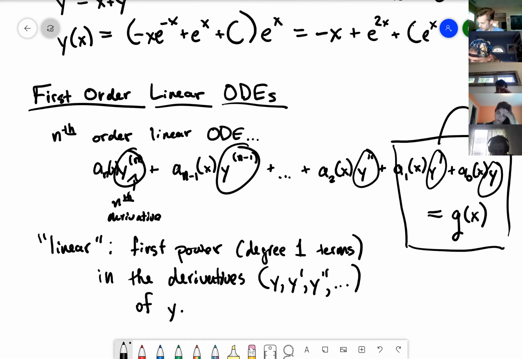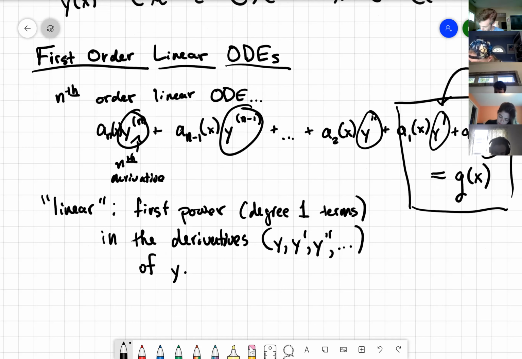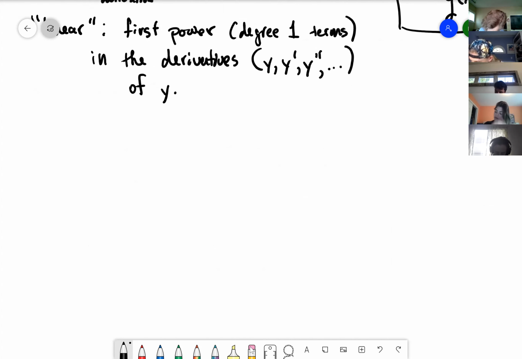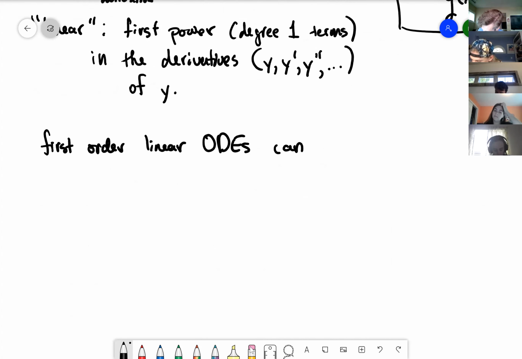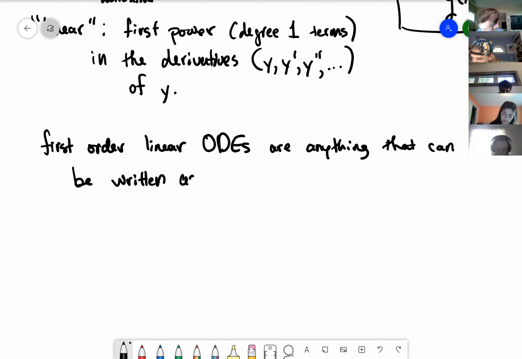So just the first order part of a linear ODE. So first order linear ODEs. And so they are, let's say, anything that can be written as y prime plus p of x y equals q of x.